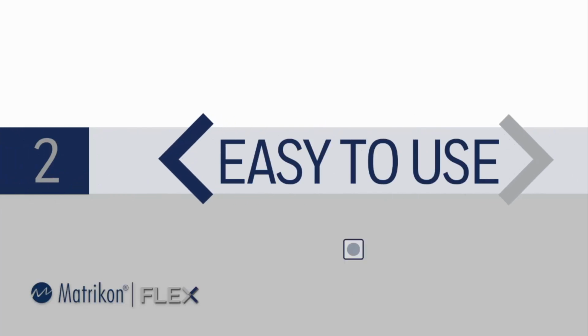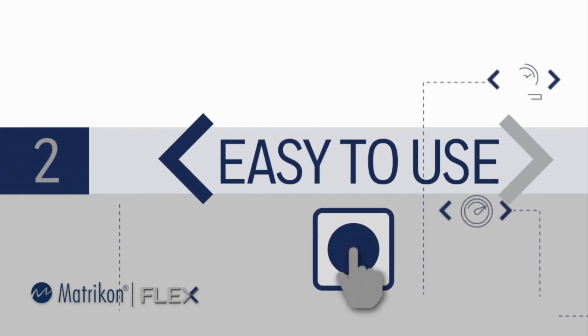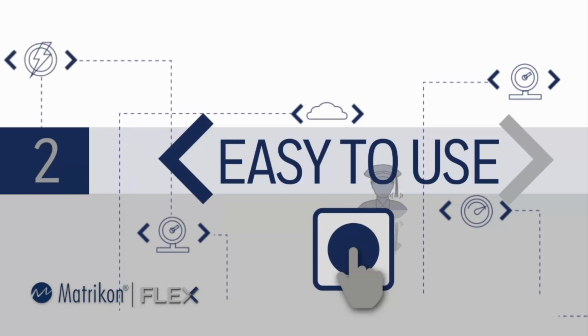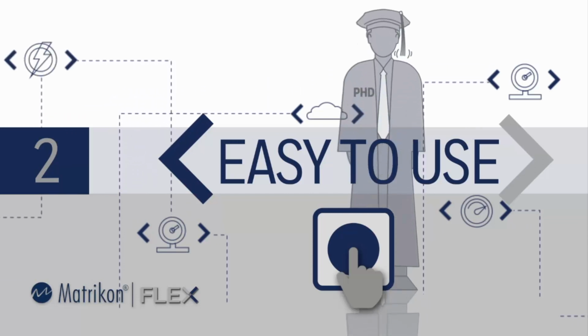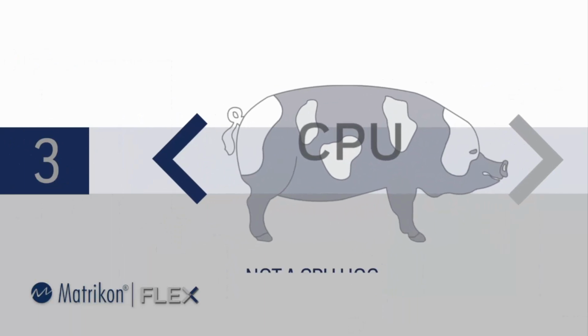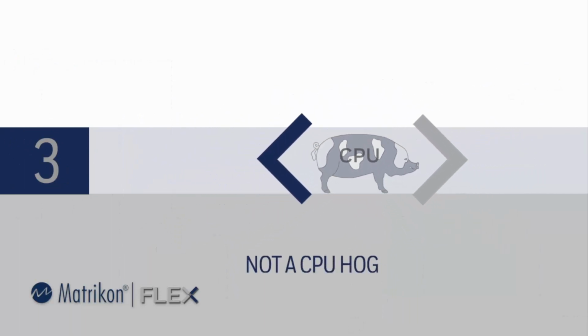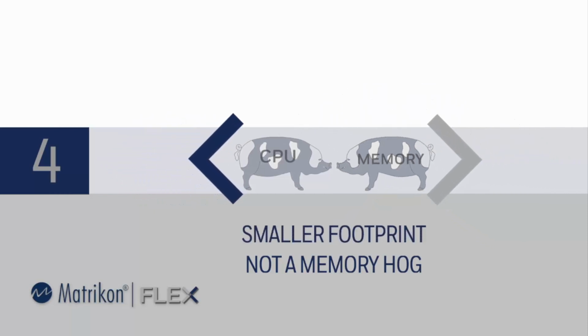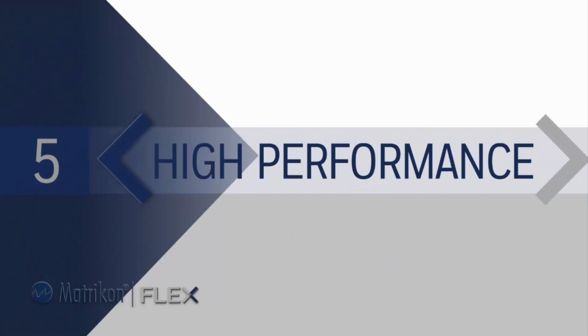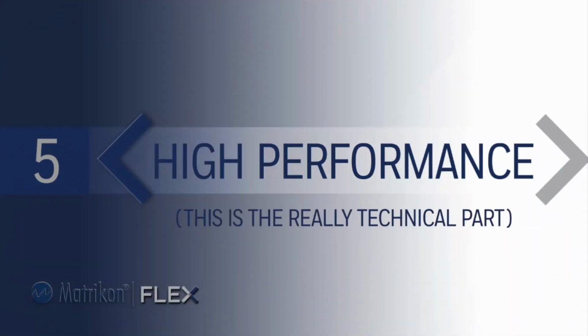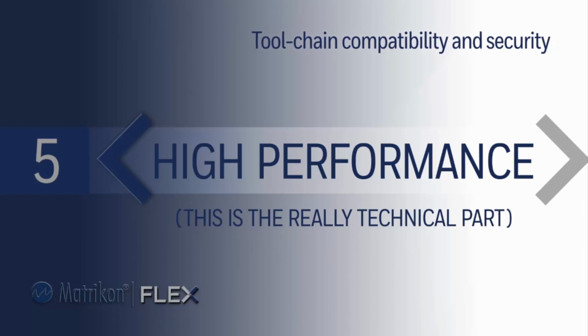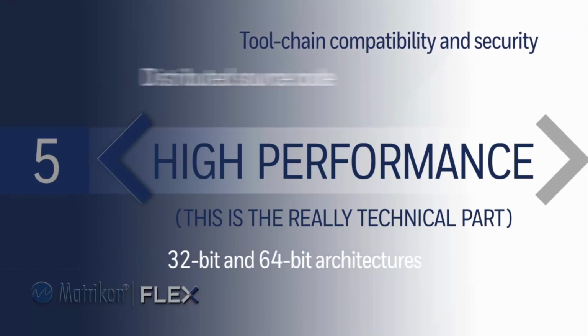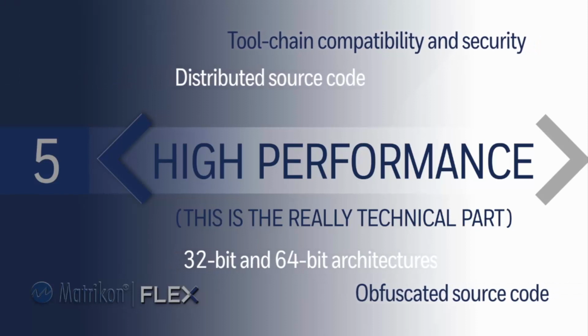Second, Matrikon Flex is easy to use. It employs the powerful functionality of OPC UA without a PhD in the nuances of multiple development products. Third, Flex protects CPU resources. You do not want a CPU hog. Fourth, you do not want a memory hog. Flex protects your memory footprint. This means that Matrikon Flex has a really small footprint. And fifth, Matrikon Flex OPC UA SDK has broad compatibility with platforms and toolchains. We're talking 32-bit and 64-bit architectures, clear as well as obfuscated source code.